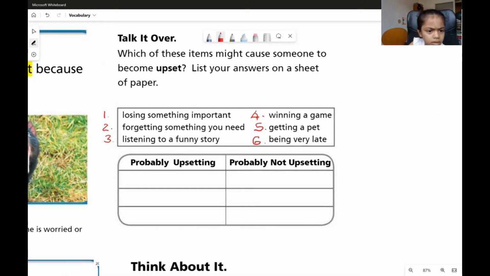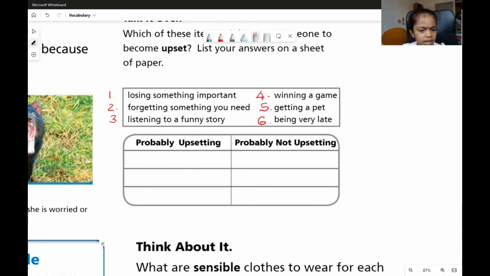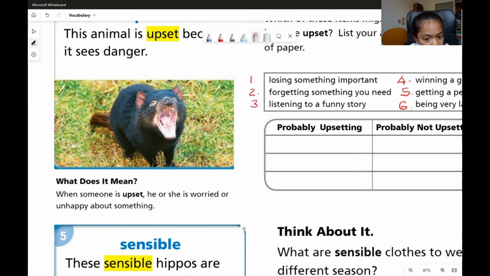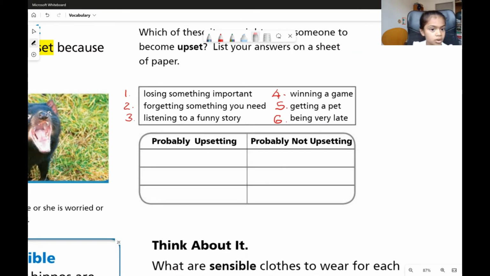Again, we do the same thing as here, okay? Probably it will upset you, or probably it will not upset you, okay? So losing something important. It will make you worried, right? And when someone is upset, he or she is worried or unhappy. If we lose something important, we will be worried, right? So, yeah. One. Wait a second. My writing is not good.